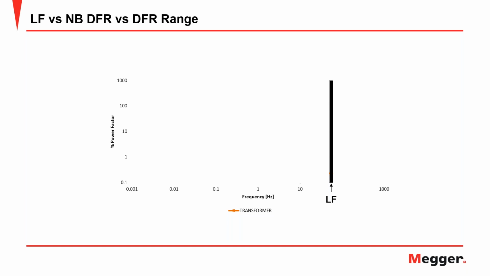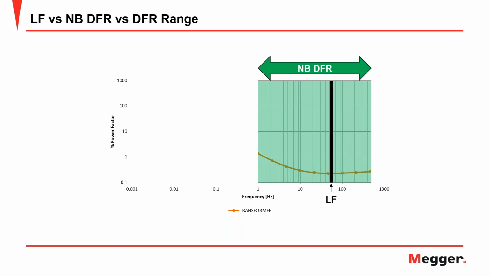We need to look into the information that we have, probably do some trending analysis, okay? But if we determine that the power factor is over a certain number, you may look based on the references or may look into the expertise of the company. What else? So now, narrowband dielectric frequency response, which is part of the power factor test set, can look into this new frequency range between 1 hertz and 500 hertz.